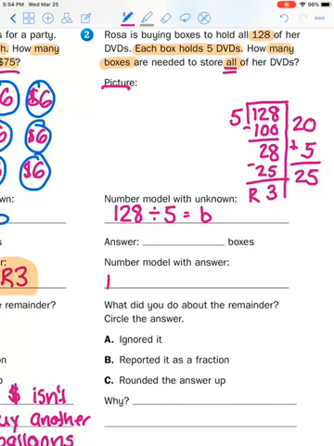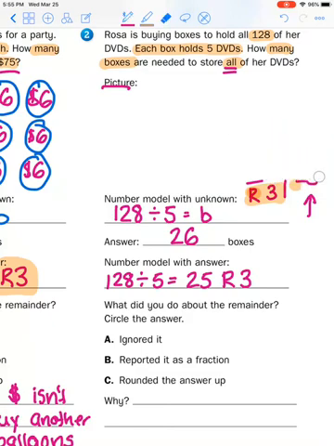So I could write my number model with the answer. 128 divided by 5 equals 25 with a remainder of 3. Now, remember what I said. We don't want to leave these 3 DVDs out, not in a box. She's boxing all of them. So that means I have to round 25 up. She's going to have an extra box. There's going to be some room in the box, but she's going to have an extra box. So she needs 26 boxes.